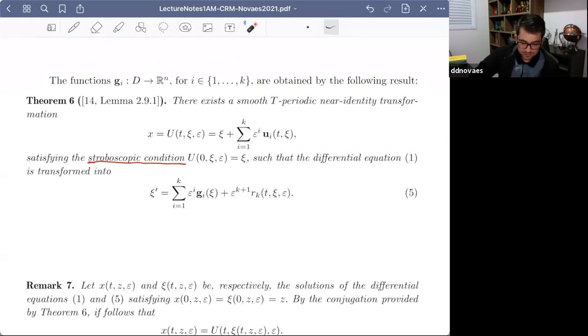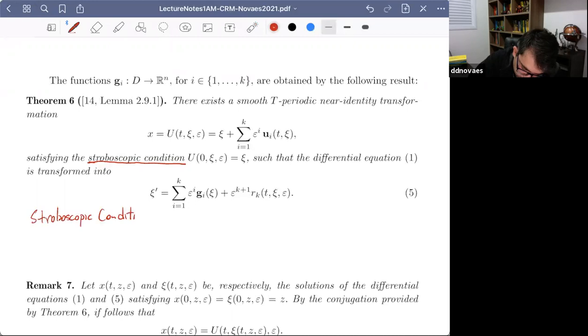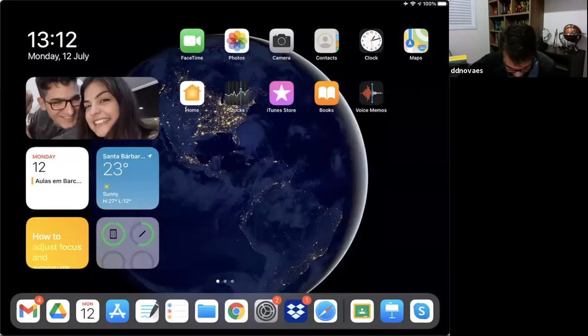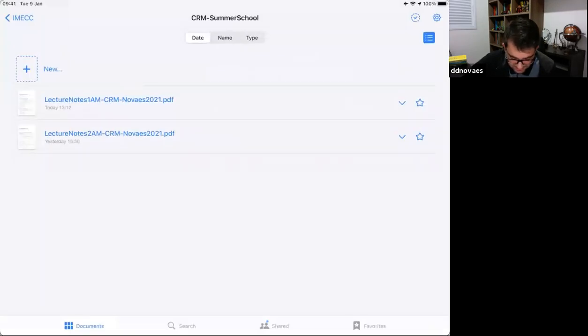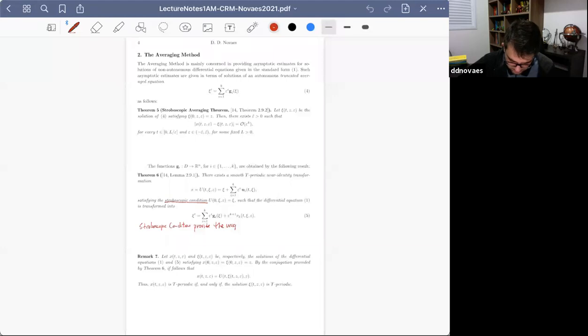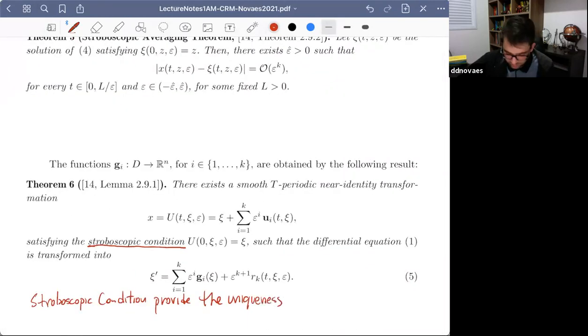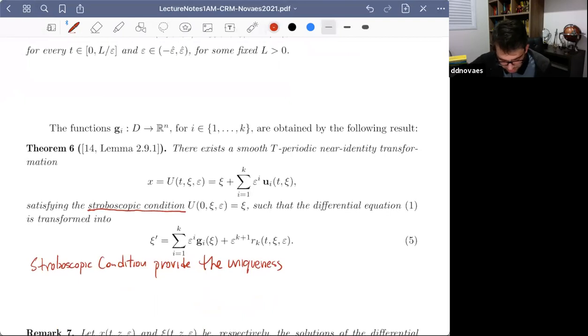An important piece of information about the stroboscopic condition: the stroboscopic condition provides the uniqueness of the functions u_i and g_i.